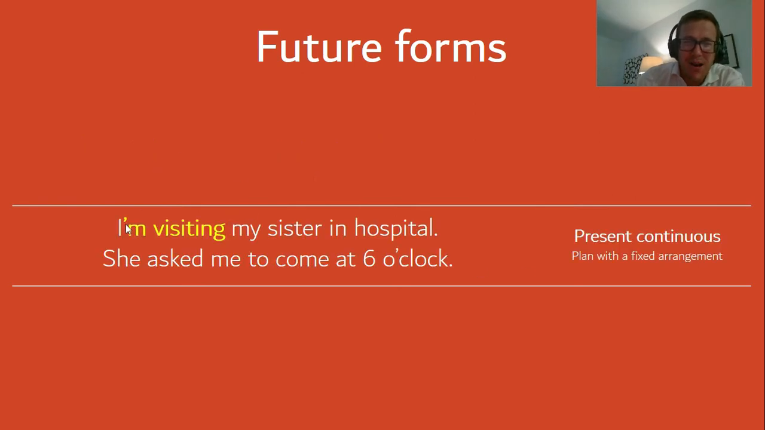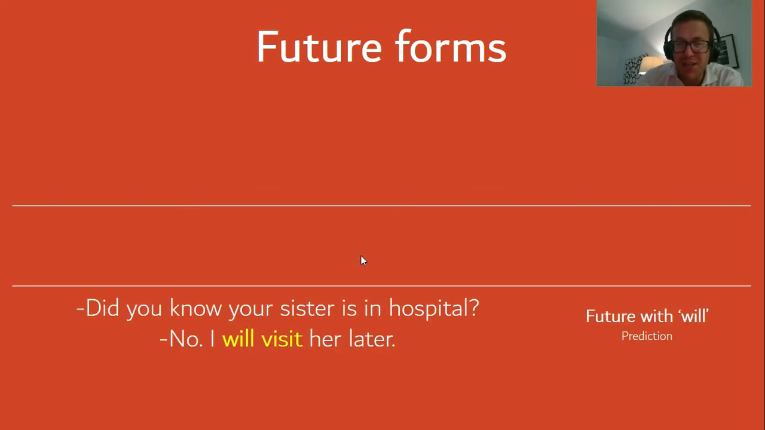But the second one, I'm visiting my sister in hospital. She asked me to come at 6 o'clock. This is actually present continuous, but we use it in the future when there is a fixed arrangement. She told me to come at 6 o'clock. We arranged it. Then the last one is will.